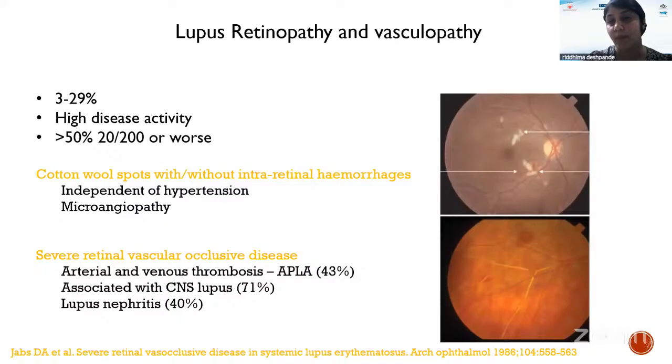And lupus retinopathy and vasculopathy is seen in around 3 to 29% of patients, and it generally indicates high disease activity, poorer survival rates, and many times it can precede involvement of other organ systems. And most of these patients end up with a visual acuity of 20/100 or worse. So it can present as cotton wool spots with hemorrhages or as severe retinal vascular occlusive disease, especially in association with APLA or CNS lupus and lupus nephritis.